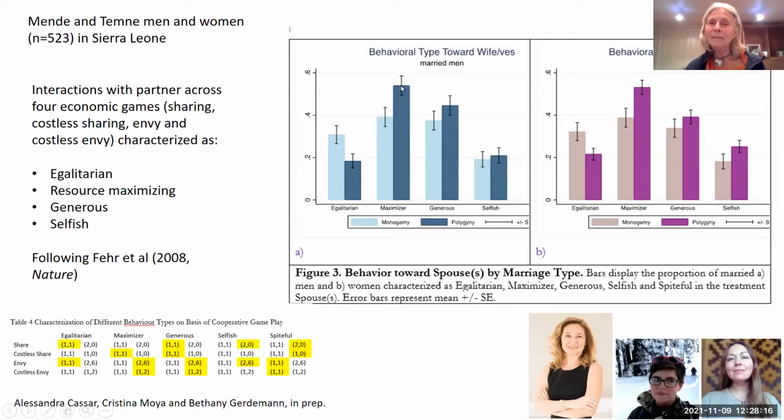That means that they play the game in such a way to basically produce, it's sort of collective action, effectively, to produce more for the two of them. So the polygynous individuals playing, play in a way that is more maximizing and also to some extent more generous. And this is true both for men and for women. On the other hand, they play in a less egalitarian way, and women at least, polygynous women, are somewhat more selfish than monogamous women when playing with their husbands.